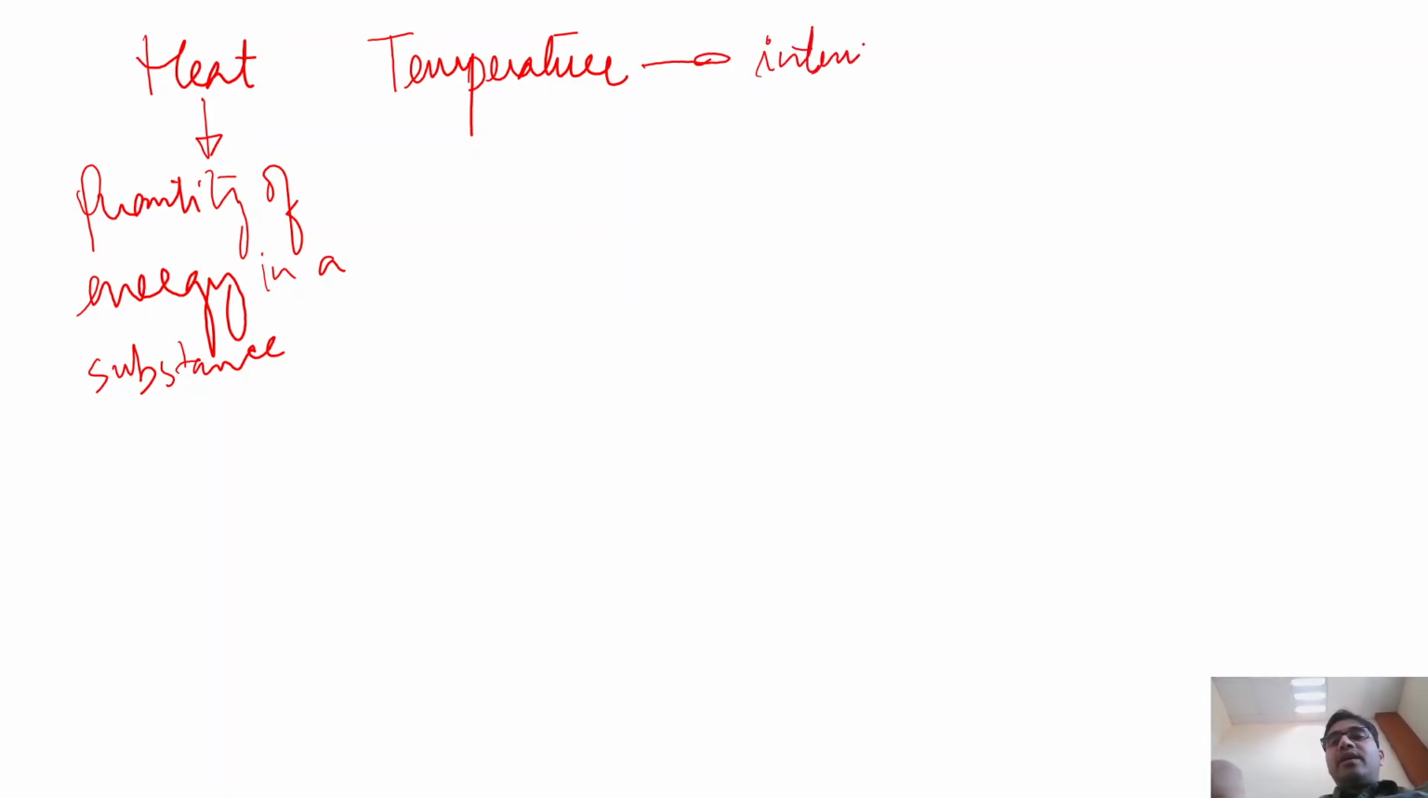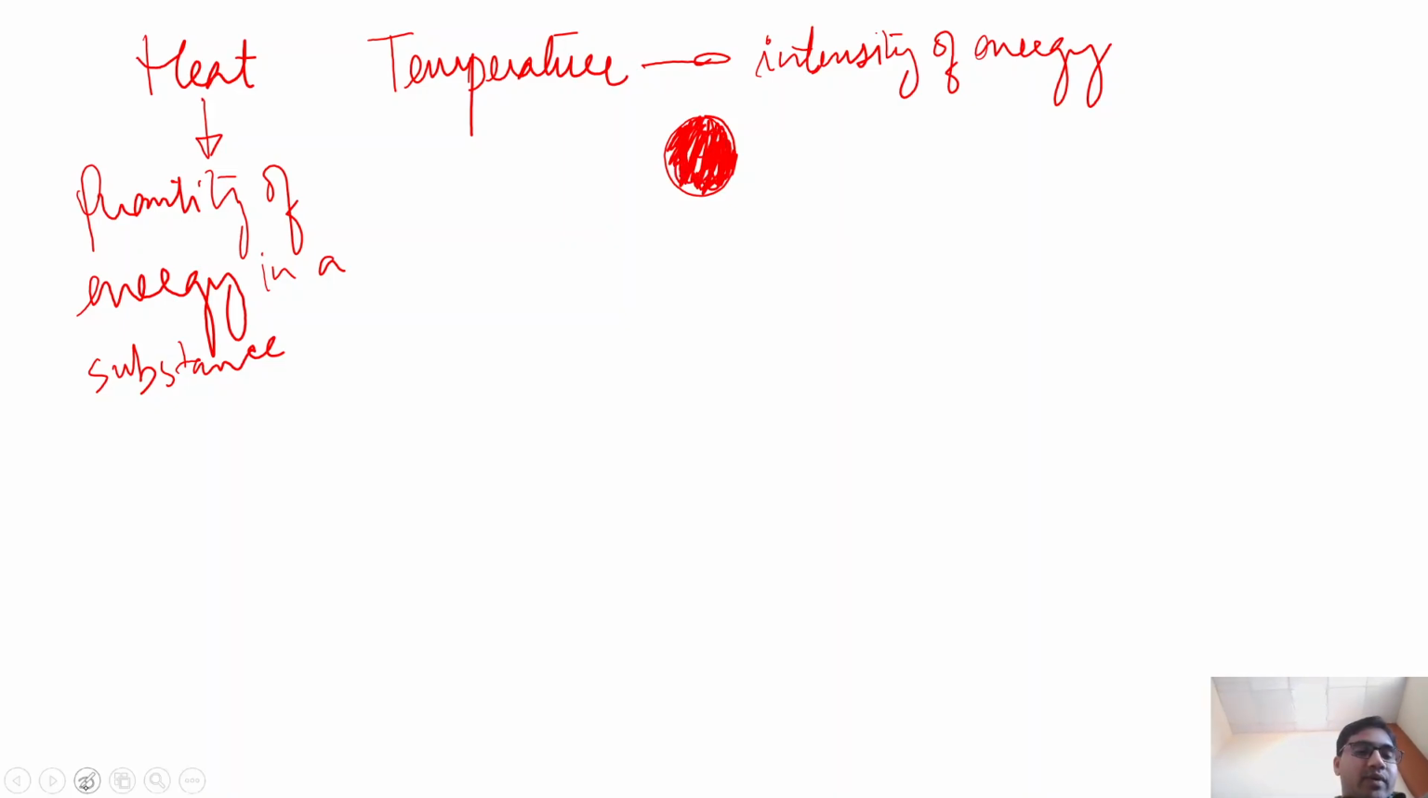Temperature measures the intensity of energy. So temperature will determine whether the direction of heat flow will be into an object or from an object. Say for example, we have two objects. Normally in the color notation, red color is used for the objects which are hot or warmer and have higher temperature, while blue color may be used for the objects which are cooler. This is a general notation.